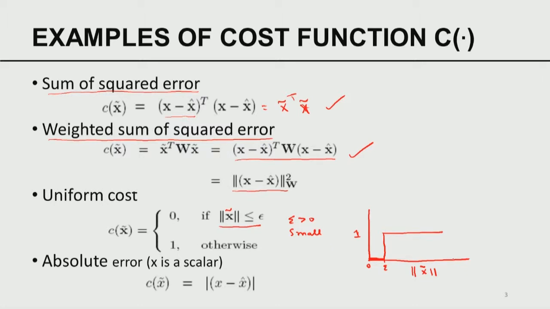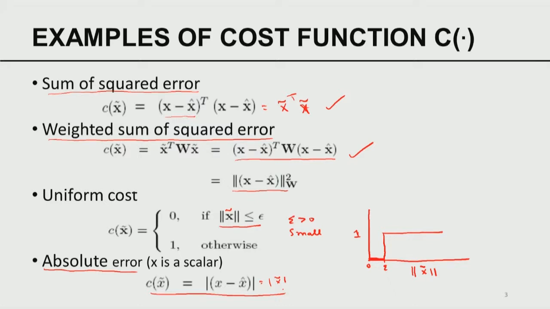This is the case where the error is a vector. The last one is, suppose we are dealing with a scalar case. x is a scalar, x hat is a scalar, so x tilde is a scalar. In this case, one can think of what's called an absolute error. This is simply the absolute value of x tilde. So the cost could be simply the absolute value of the scalar variable, which happens to be the error in the estimate.